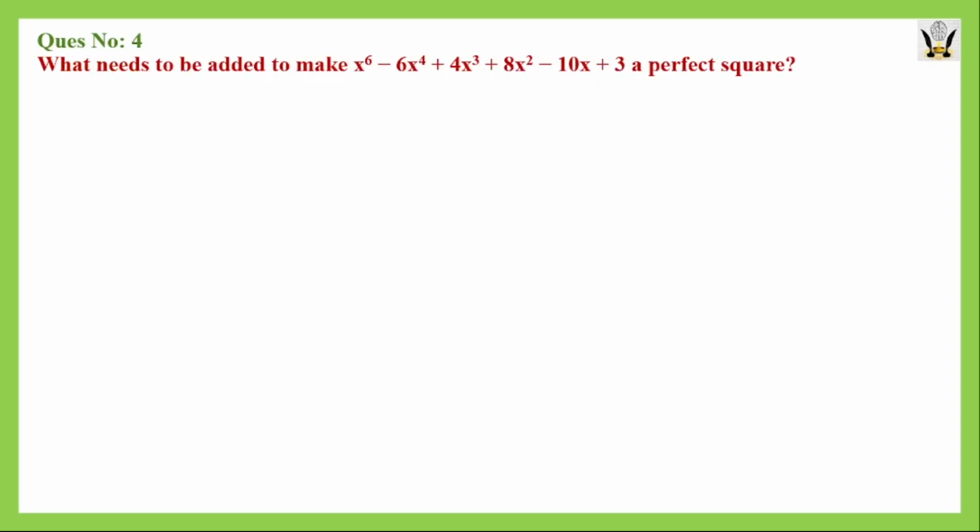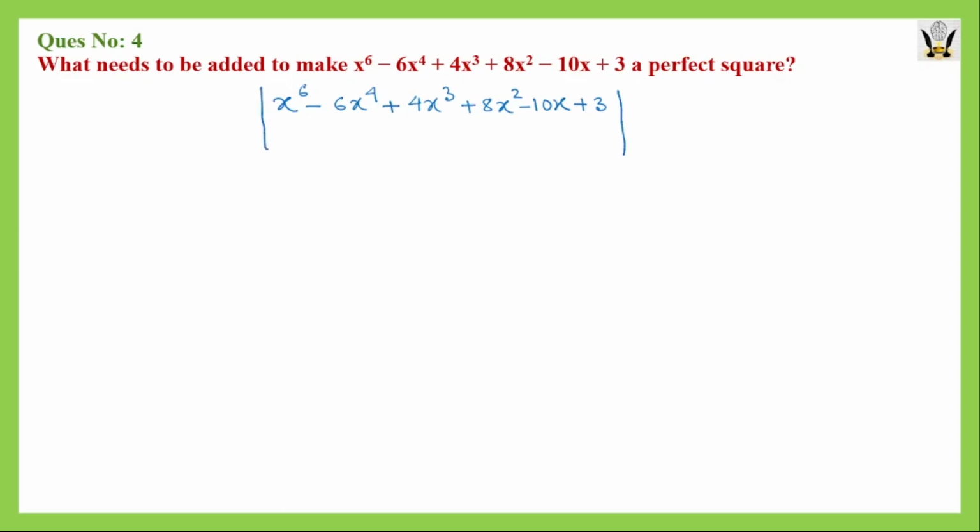Now in the next sum we have been given a polynomial of x where the highest degree is 6, and if that polynomial, that algebraic expression, is a perfect square, then what value do we need to add to that expression? So here we will apply the long division method of finding the square root, and then we will see if there is any remainder, and if there is, how much is its value.